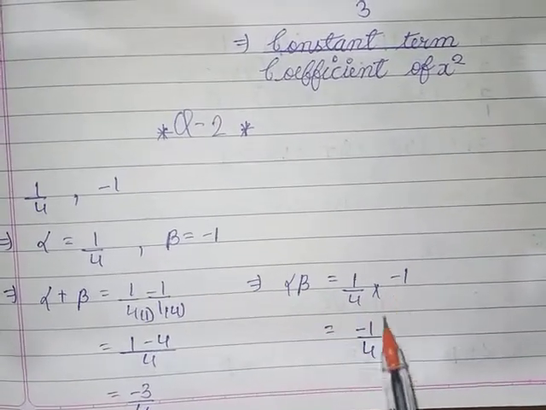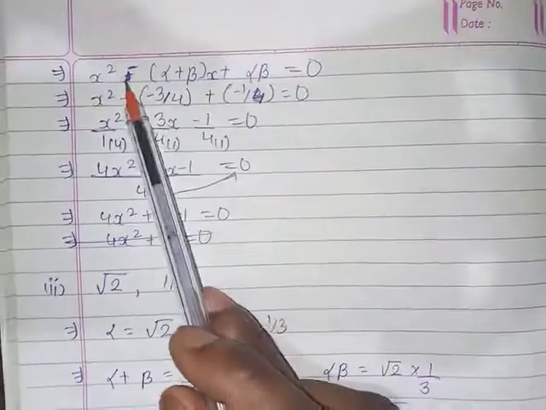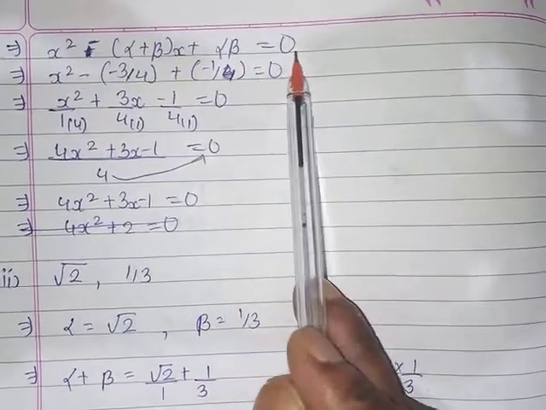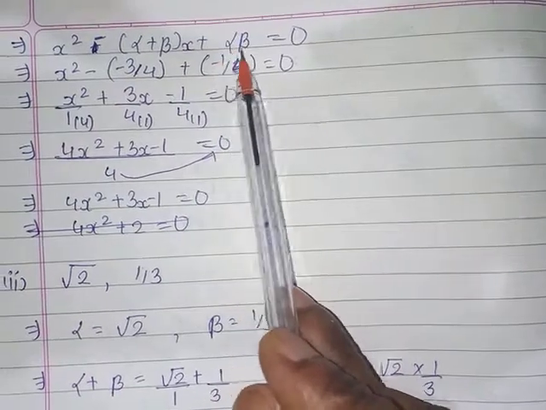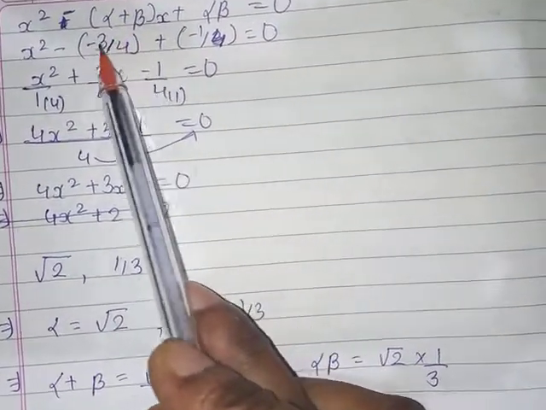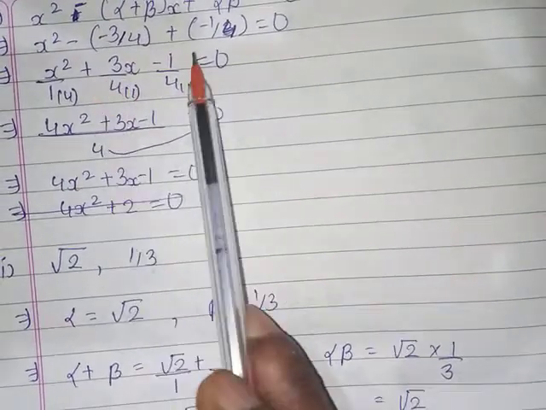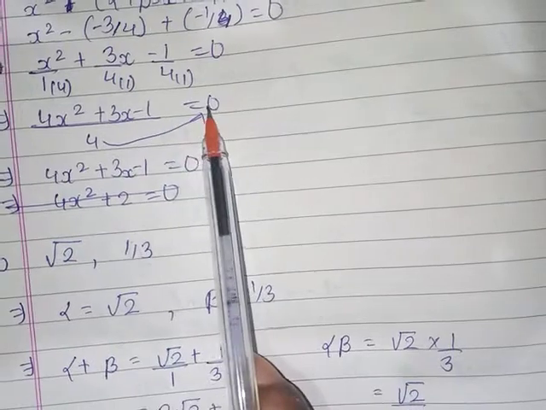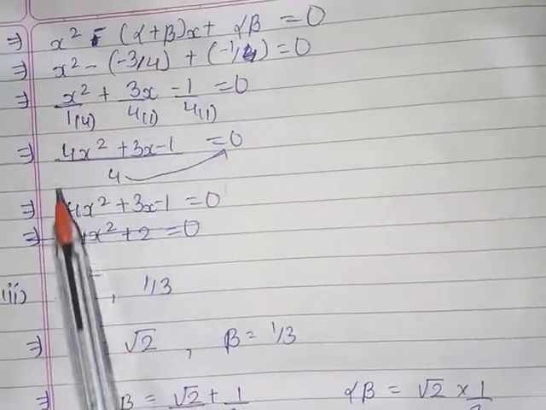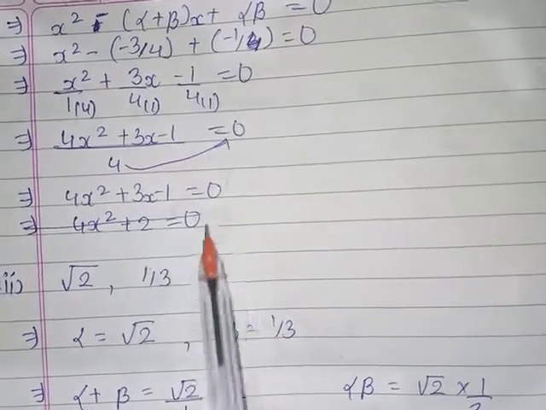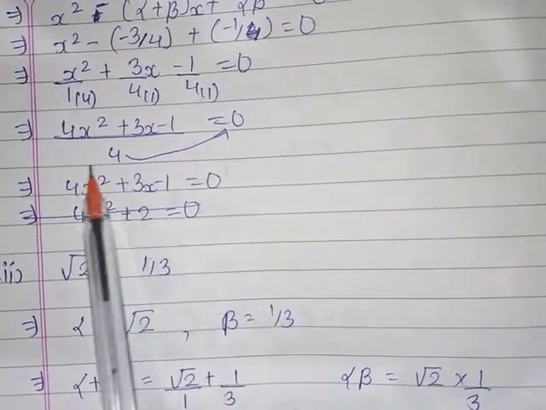Alpha into beta is minus 1 by 4. The equation is x square minus alpha plus beta into x plus alpha into beta is equal to 0. What you found: alpha into beta is minus 1 by 4, alpha plus beta is minus 3 by 4. Substitute that and take the LCM, which will be 4 here. So you will get 4x square plus 3x minus 1 is equal to 0. So this is the required quadratic equation.